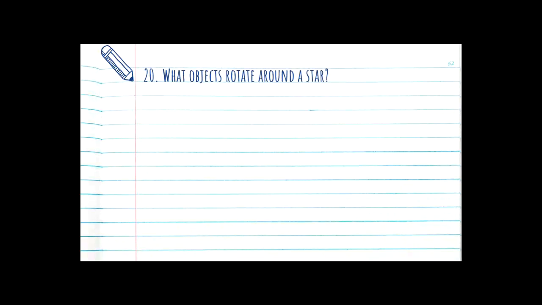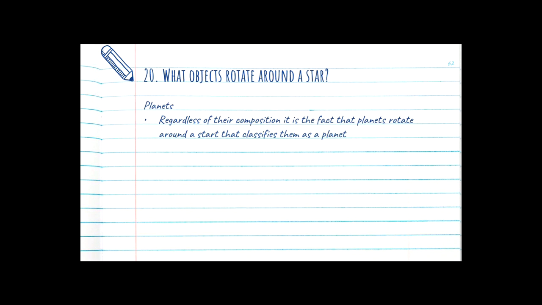What objects rotate around a star? So if we go back to what we were talking about, planets and moons. Moons go around the planet. Planet goes around the star. I mean, technically everything goes around the star. If you look at a map or a diagram of the solar system, everything is rotating around the sun.